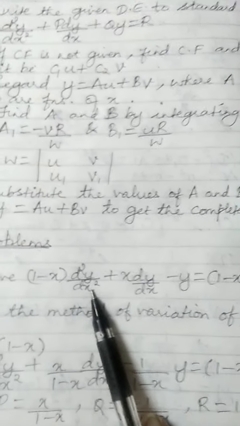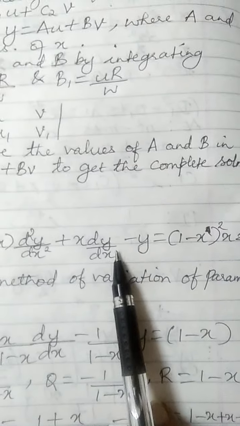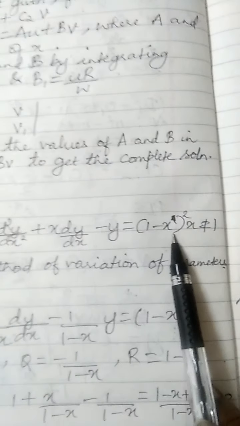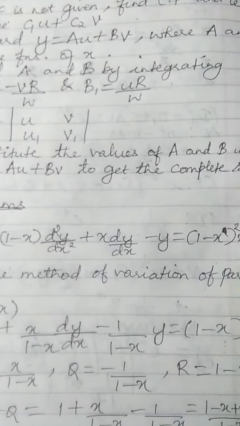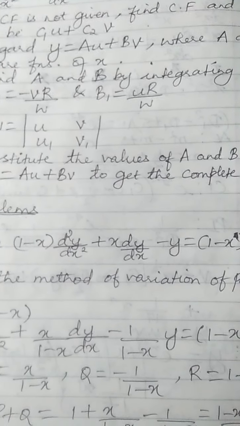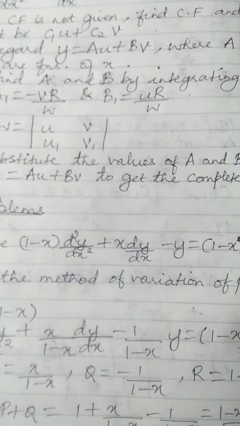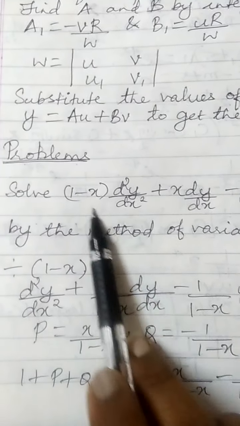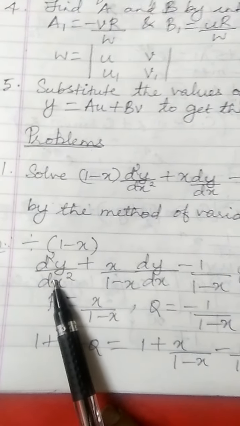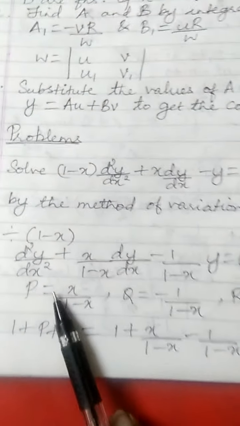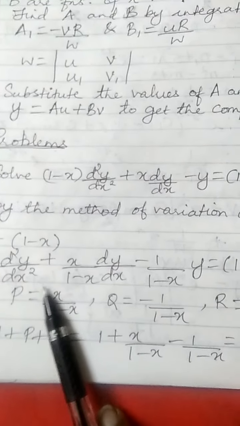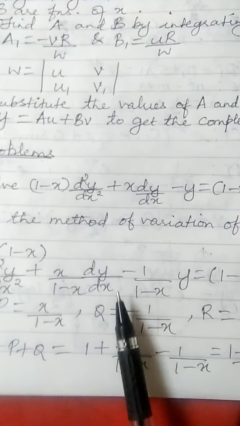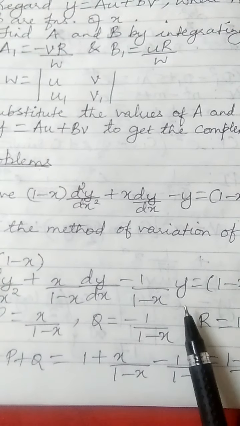Solve (1 minus x) d square y by dx square plus x dy by dx minus y equal to (1 minus x) whole square, where x is not equal to 1, by the method of variation of parameters. Now to solve this, we should make the coefficient of d square y by dx square 1. Therefore divide throughout by 1 minus x. That is d square y by dx square plus x by (1 minus x) dy by dx minus 1 by (1 minus x) y equal to 1 minus x.